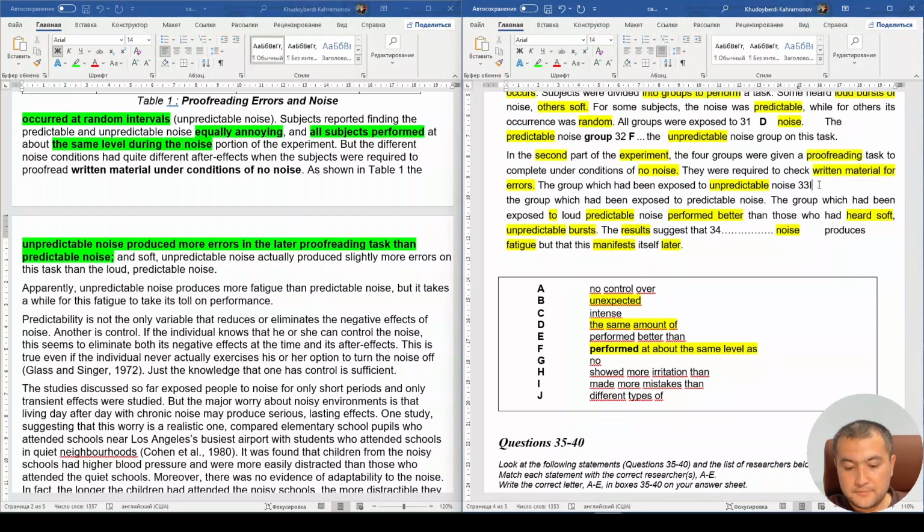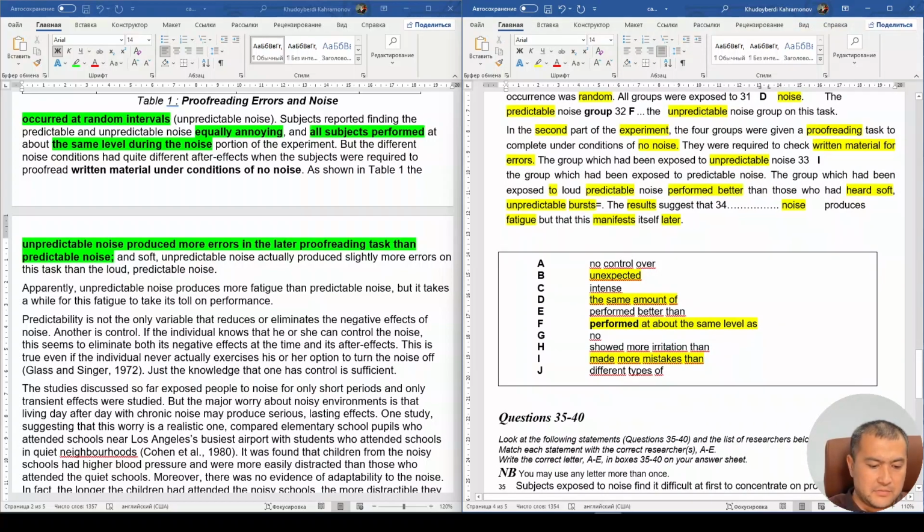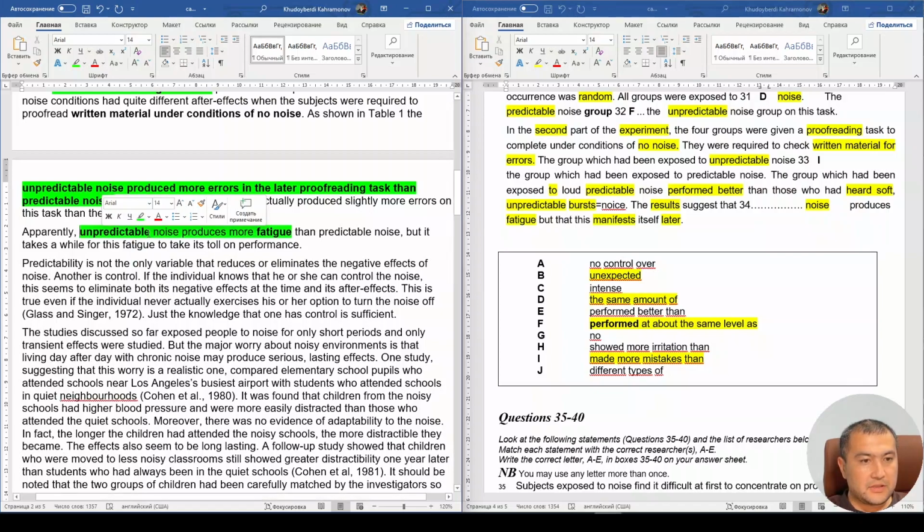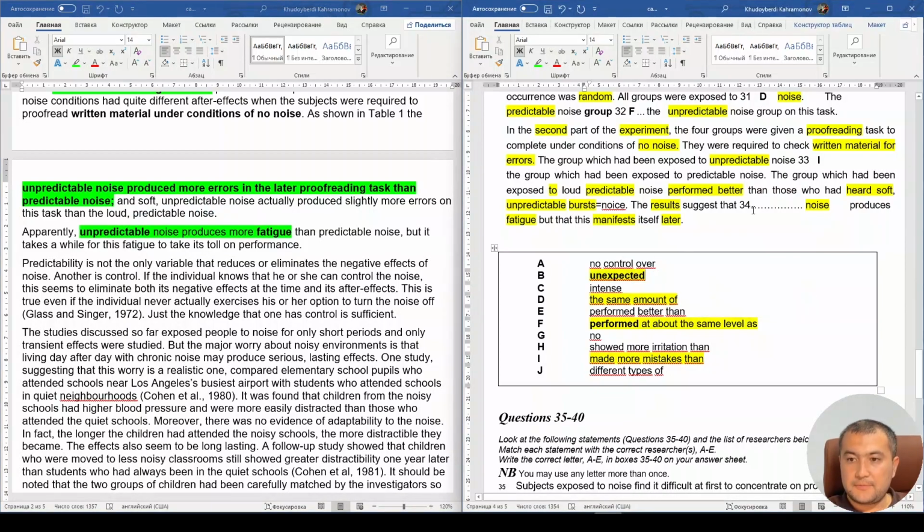So let's write it down. The group which had been exposed to loud, predictable noise performed better than those who had heard soft, unpredictable bursts. Burst means noise, right? The results suggest that some sort of burst noise produced fatigue. Do we have such a word, fatigue? Right, we have fatigue. All right. Unpredictable noise produces more fatigue. Unpredictable means unexpected. That's true. And the answer should be B.